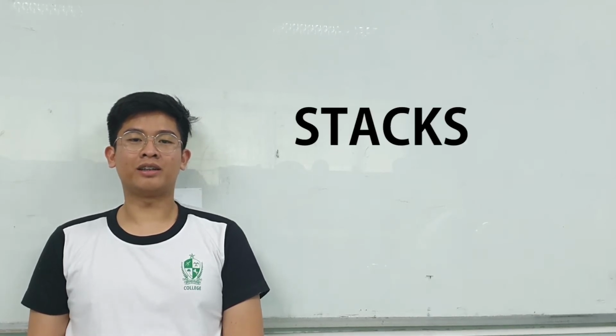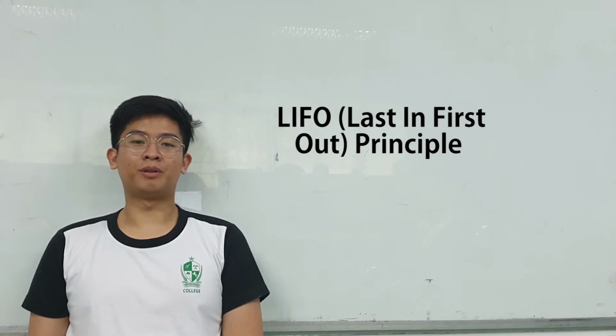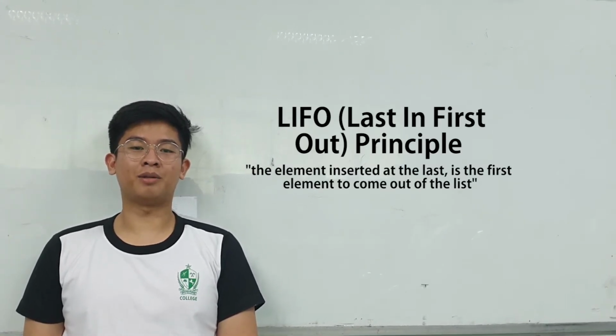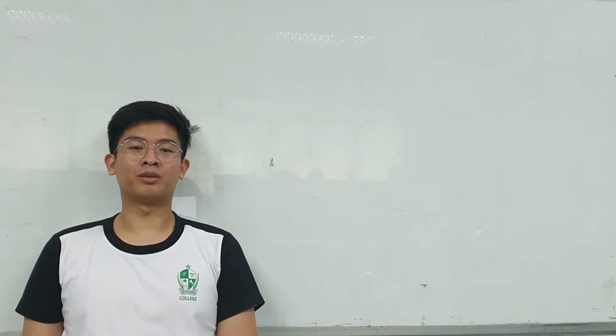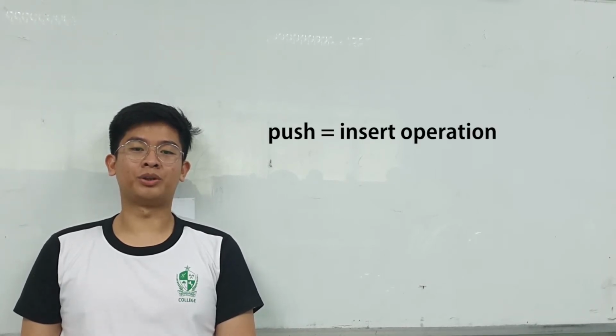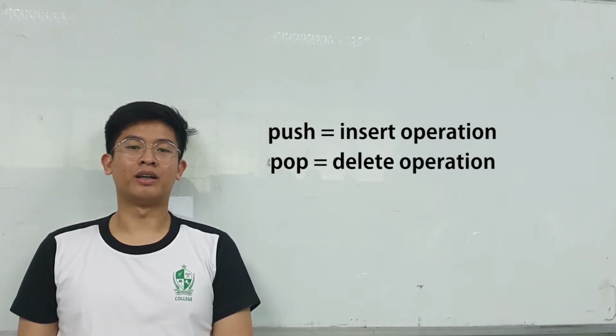A stack is a linear data structure which follows a particular order in which the operations are performed. It is based on the LIFO principle. The element inserted last is the first element to come out of the list. That is why you opted to grab the tray that was on top, or inserted last. In stacks, the insert operation is called push, while the delete operation is called pop, and it all happens on top of a stack.